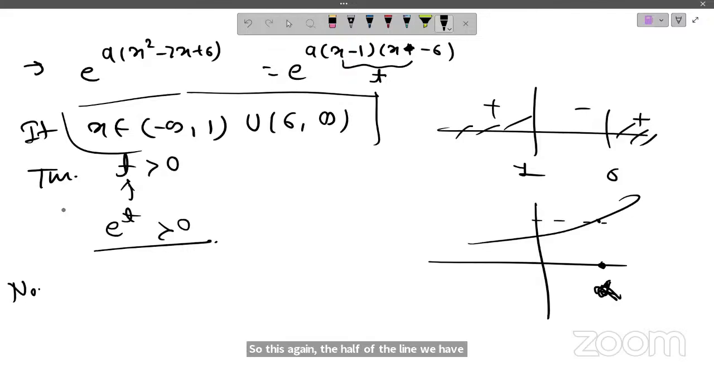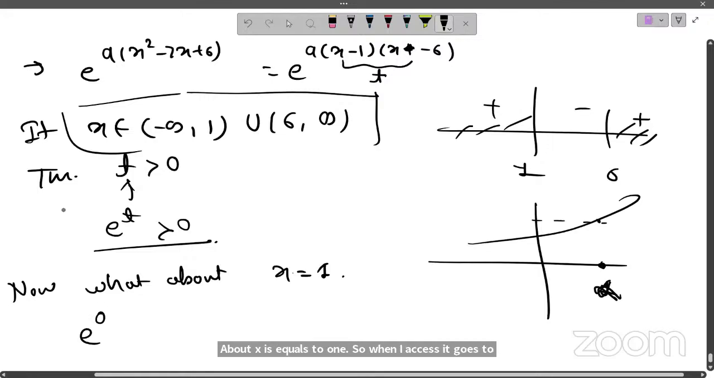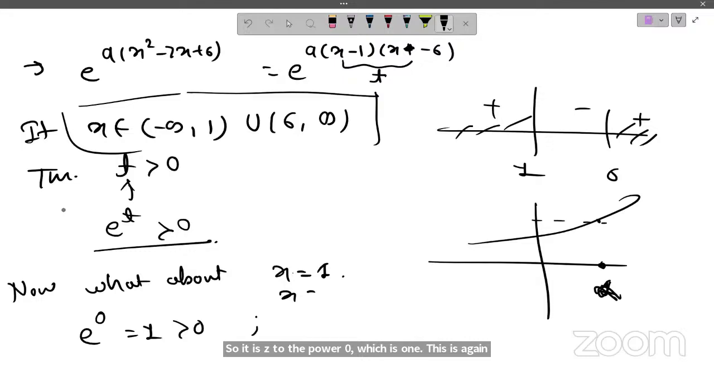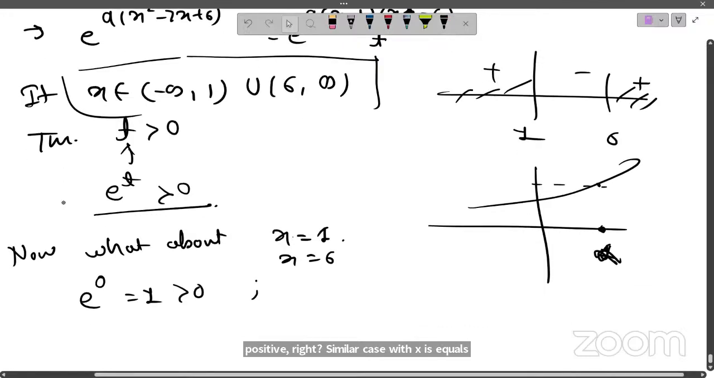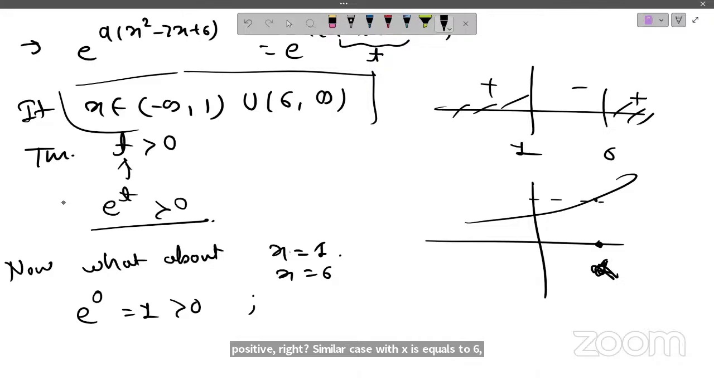Now what about x equals to 1? When our x is equal to 1, our expression will become 0. So it is e to the power 0, which is 1. This is again positive, right? Similar case with x equals to 6, right? Correct? Yeah.